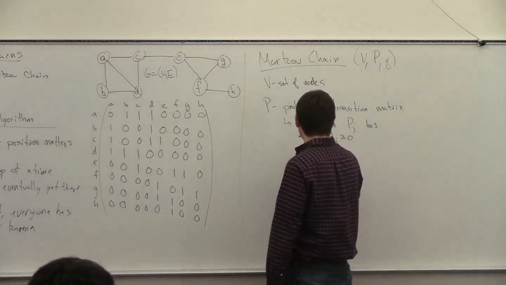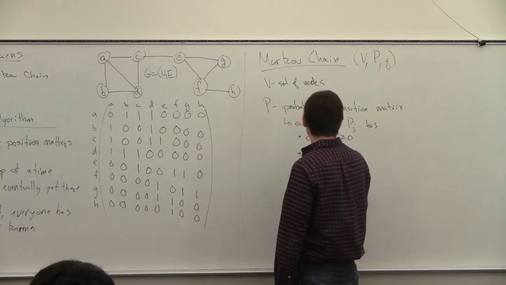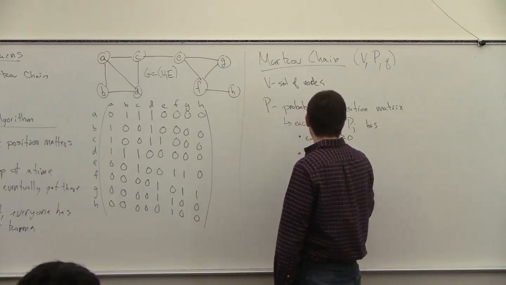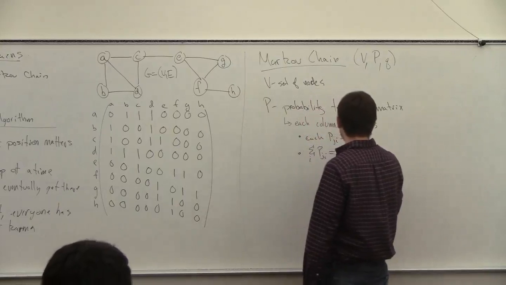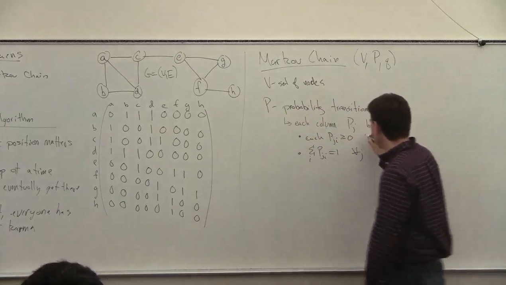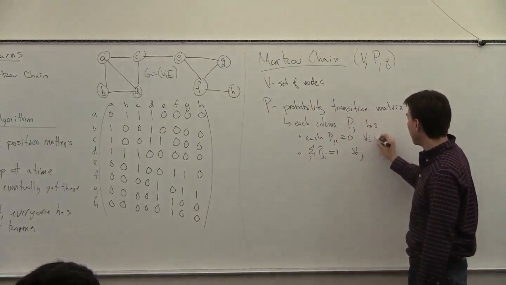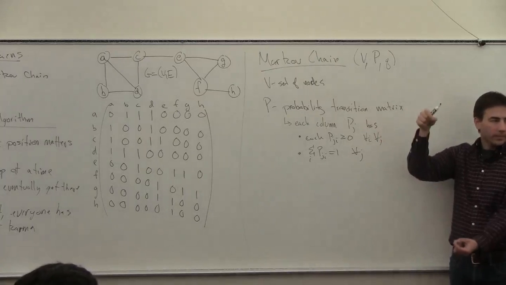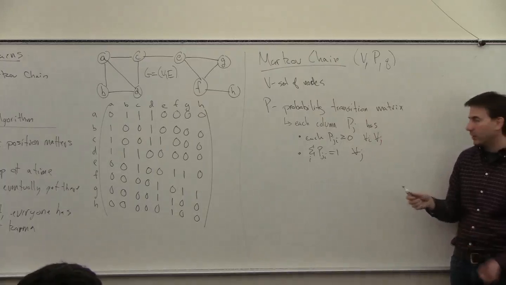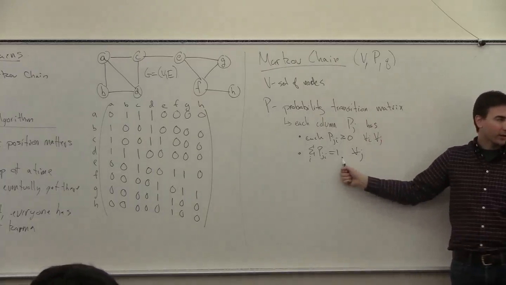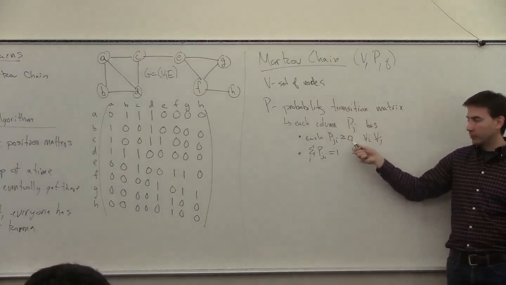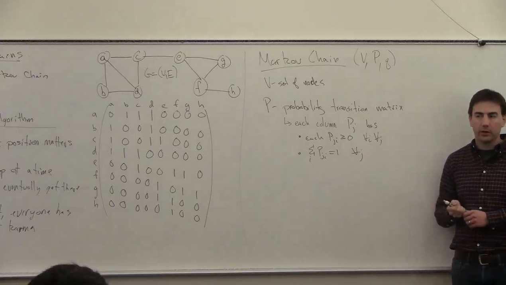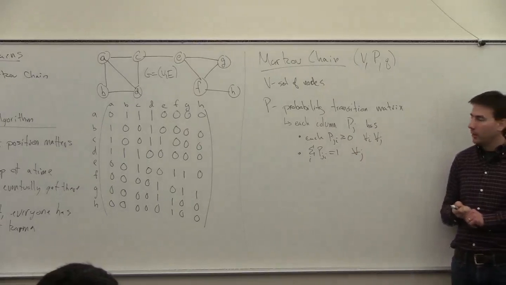And so the sum over i of P_ji is equal to one. And this is true for all i and for all j. Right, so if I look at a column and I sum up all the entries, it has to be equal to one exactly. And it has to be greater or equal to zero.